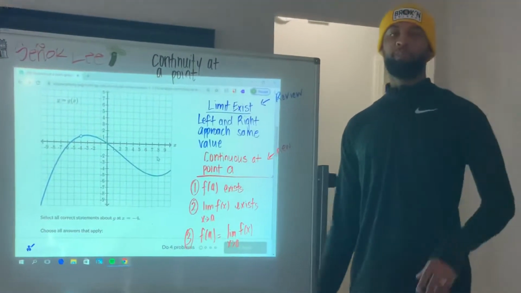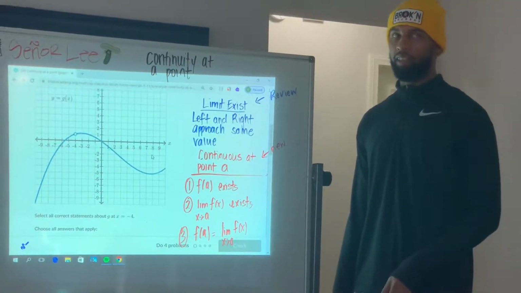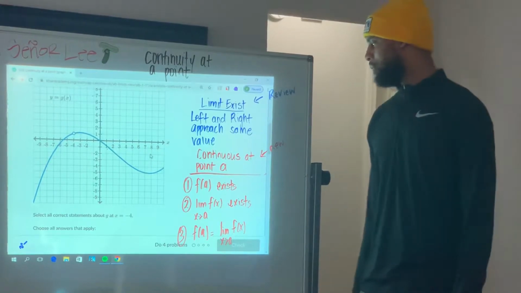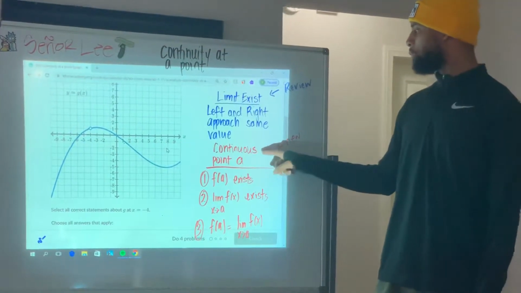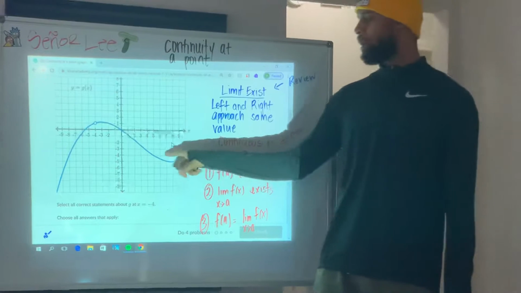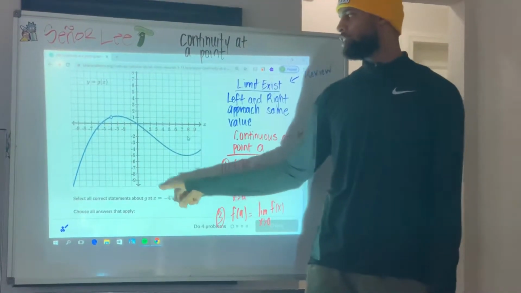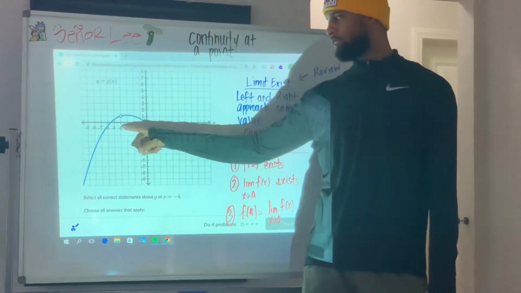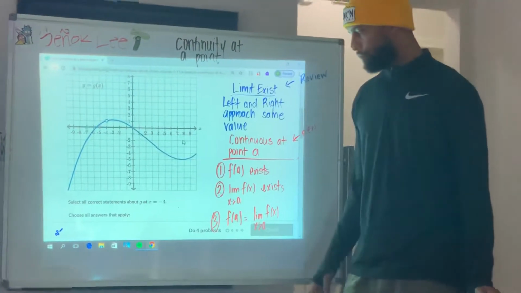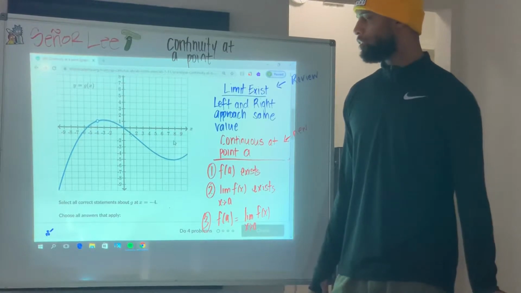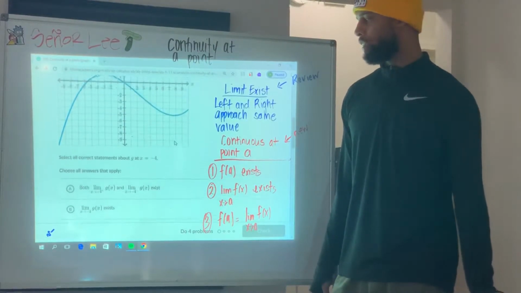Now some of you guys were confused about all the letters, the variables. So it says continuous at point A. In this example, A is -4. It says x equals -4. So we're trying to figure out if this is going to be continuous at -4. Choose all answers that apply.